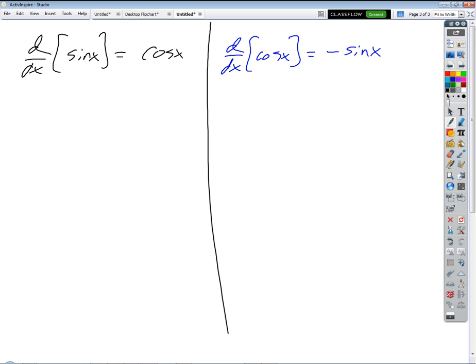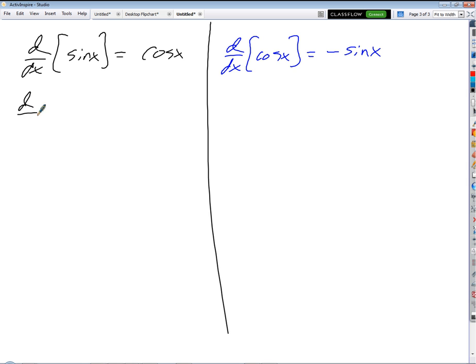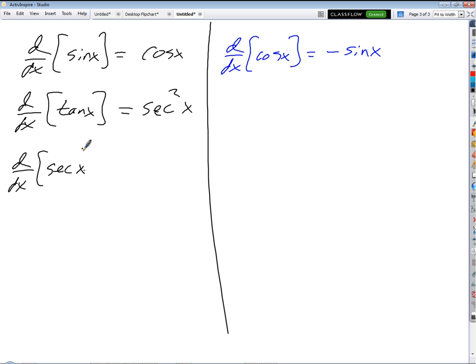We know that the derivative with respect to x of tangent x equals secant squared x. Okay, I'm going to tell you another one. The derivative with respect to x of secant x is equal to secant x tangent x. And we'll derive that later. It'll be easy for us to do very shortly.